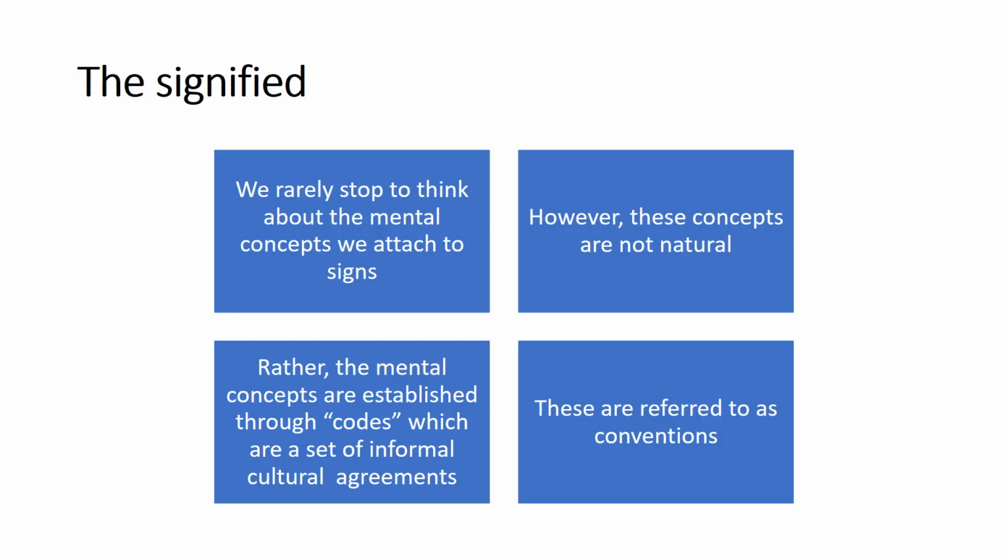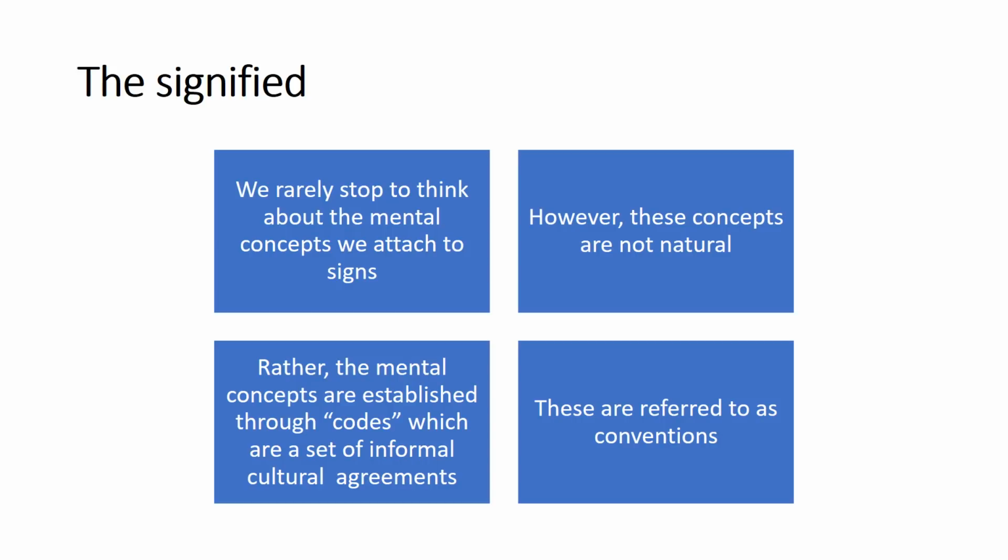Now the signified is a little bit tricky because we rarely stop to think about the mental concepts we attach to signs. They just are, or at least we think of it as just being so. So we look at those photos and depending upon our previous experience, our cultural backgrounds, we will look at a photo of a dog and go, oh, that's cute, or oh my God, I hate dogs. Similarly, we'll do the same for cats. So we kind of think about the signified as representing common sense, but they're not natural. The signifieds are not natural.